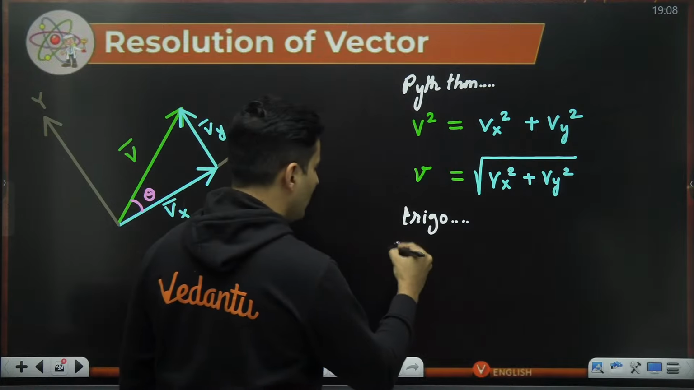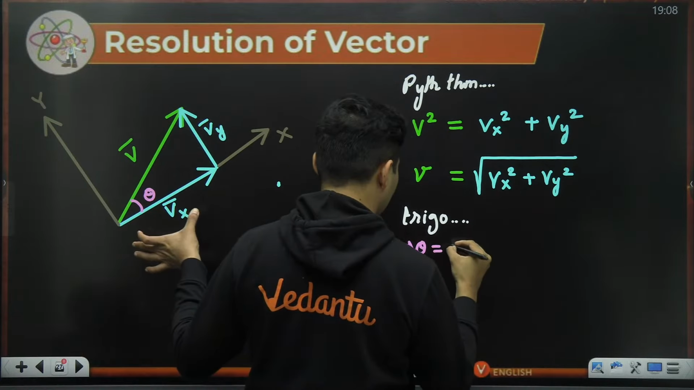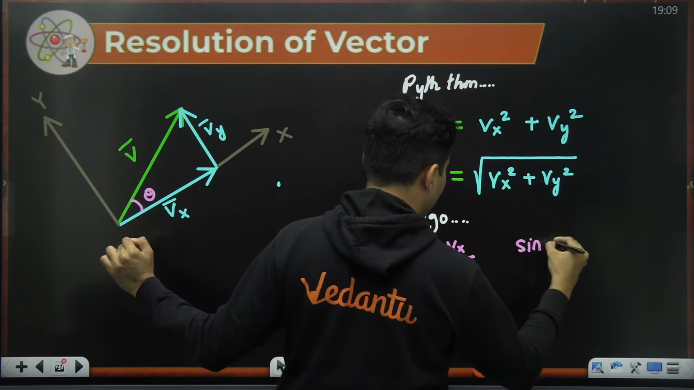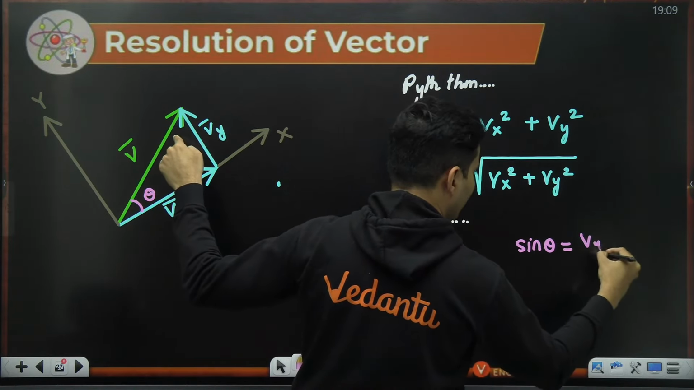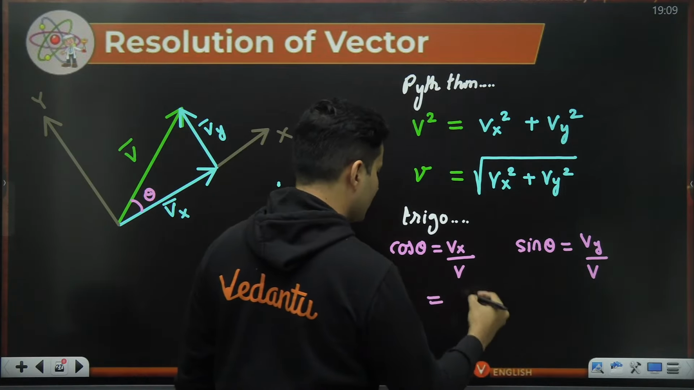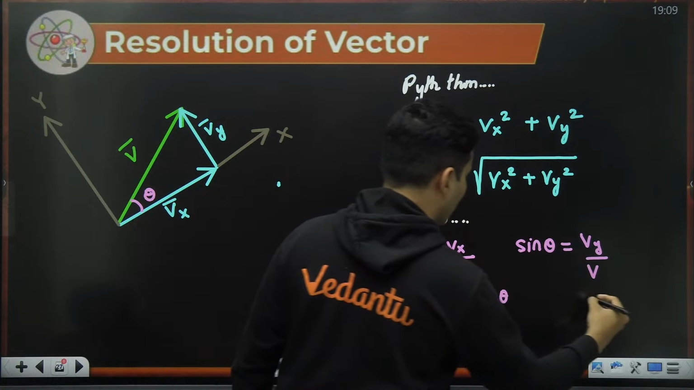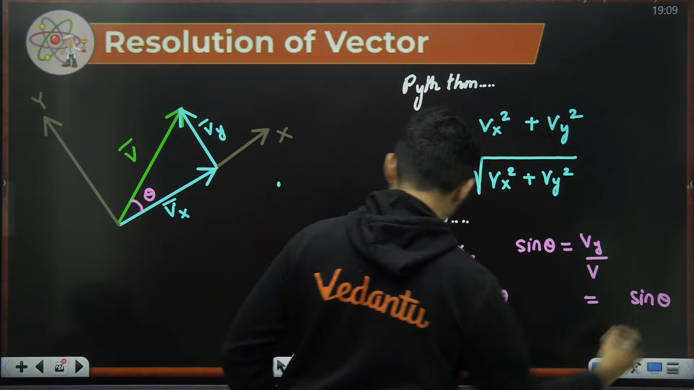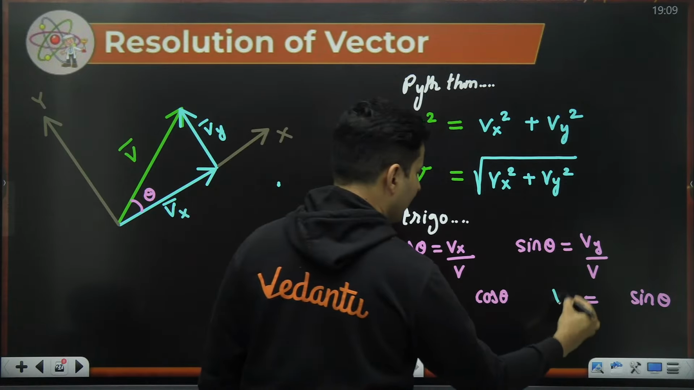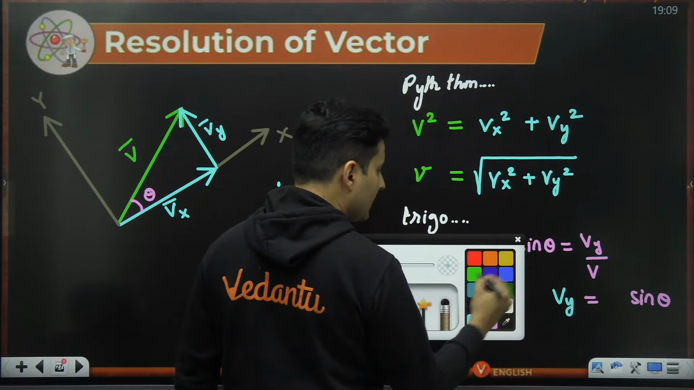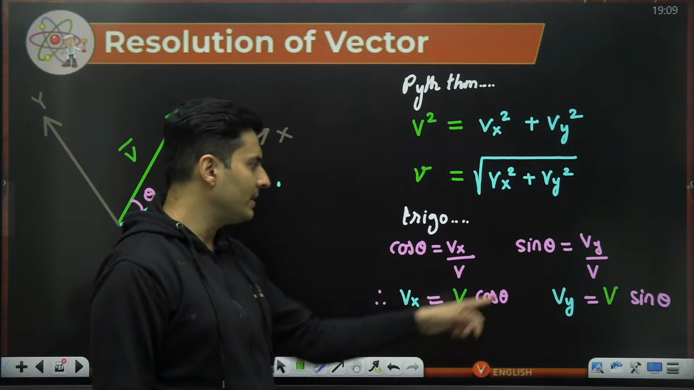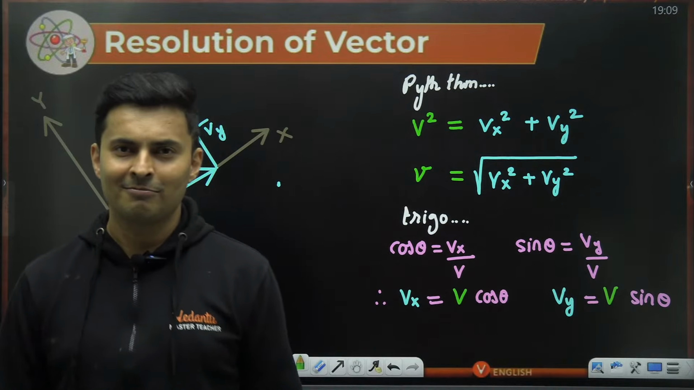So one can easily say cos theta is adjacent, which is nothing but vx, divided by hypotenuse, which is v. Similarly, one can say sine theta is opposite, which is vy, by hypotenuse, which is v. So from this we will get vx, and from here we'll get vy, which is nothing but v cos theta and v sine theta. So vx is v cos theta, vy is v sine theta. That's what we got. Amazing.